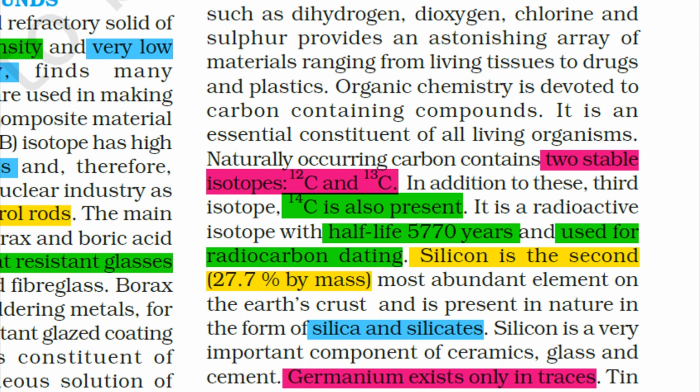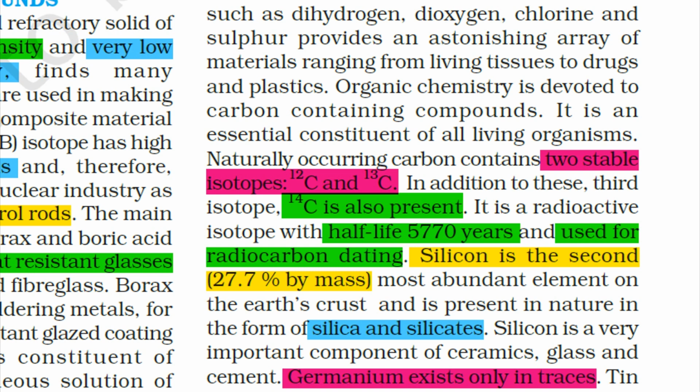Next, it has two stable isotopes, that is carbon-12 and carbon-13, and the third isotope is radioactive, that is carbon-14, and its half-life is 5770 years, and it is used for radiocarbon dating. And this technique, radiocarbon dating, is used to know the age of dead organisms.